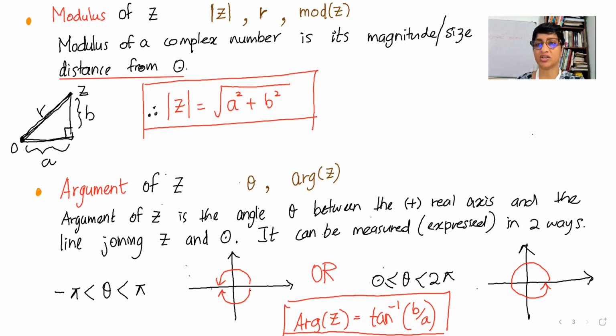The last terminology, now we did 4: real part of Z, imaginary part of Z, modulus of Z, argument of Z.